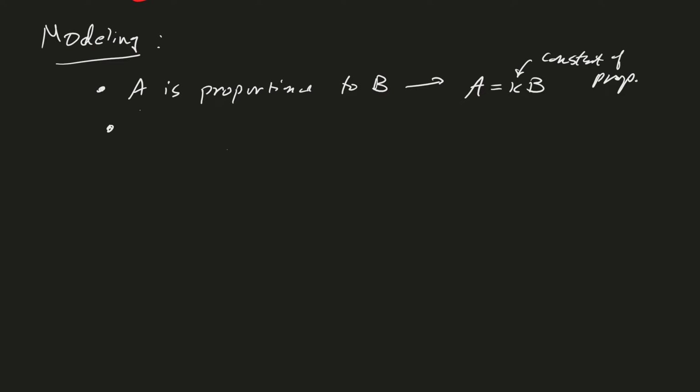Okay, and similarly, if A is inversely proportional to B, that means that you can write that as A equals K divided by B.